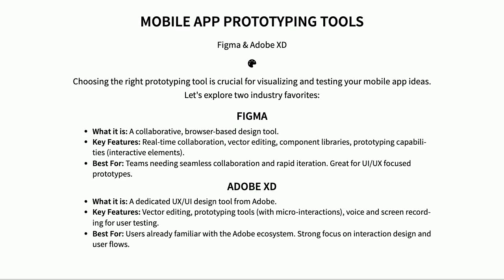Okay, let's talk about prototyping tools. When you're starting out with mobile app development, it's super important to get a visual representation of what your app will look like and how users will interact with it. We have two really popular options, Figma and Adobe XD. Figma is fantastic for teams because it allows everyone to work together in real time on the same design, perfect for quick iterations and brainstorming.